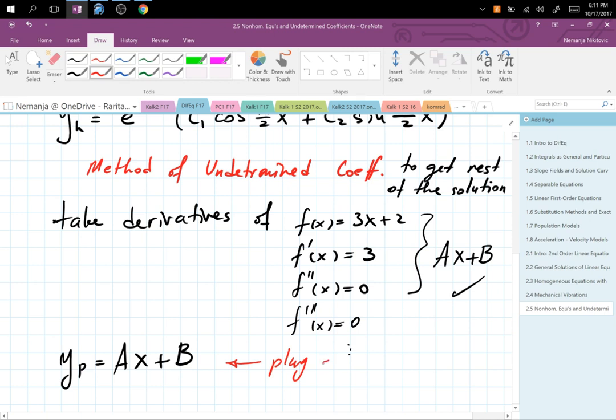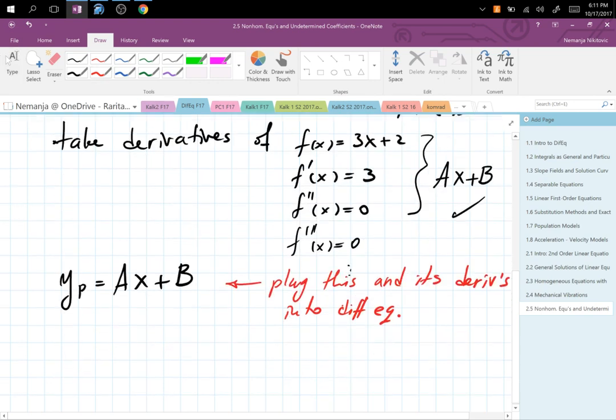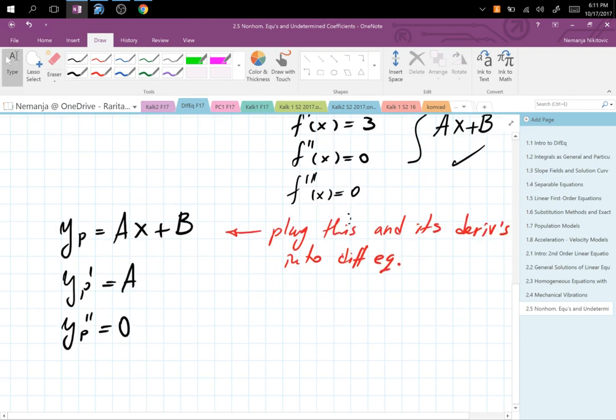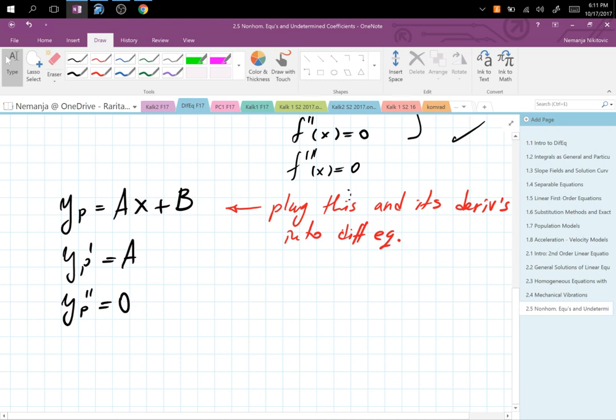Plug this and its derivatives into the differential equation. So yp prime is a and yp double prime is 0. Now we plug this in.